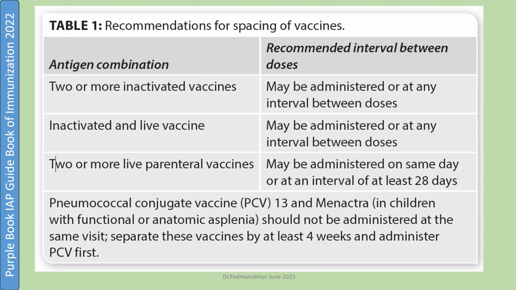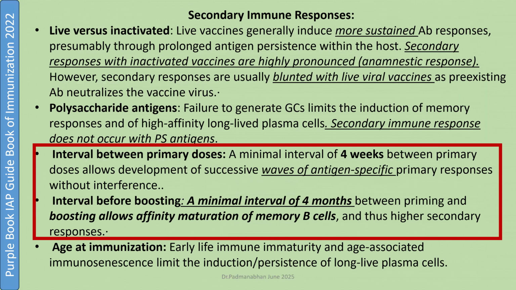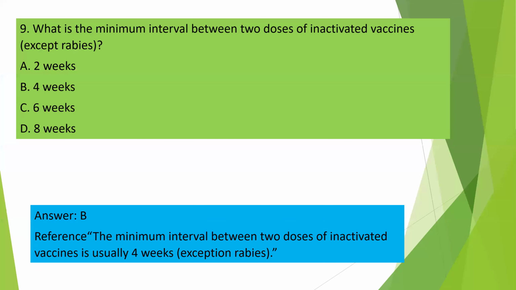Sir, actually, the minimum interval of 4 weeks is for live attenuated vaccines, no, sir? Because inactivated vaccines are equivalent to killed vaccines, no? Yeah, killed and inactivated. The previous question we just discussed was, what is the minimum interval between two inactivated vaccines? Actually, two doses of the same inactivated vaccine.